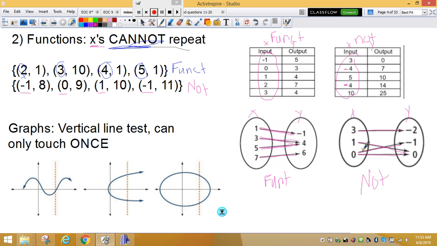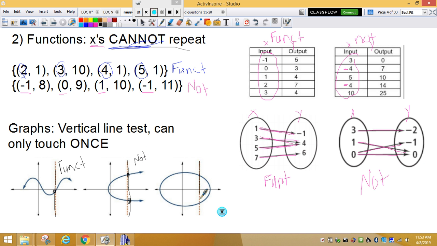For the graphs, you should do something called a vertical line test. And what that means is when you draw a straight line up and down, it can only touch once. It can only go through the graph once. So right here, this vertical line that they drew, it only touches the graph once right here. So this one is a function. This one, when they drew their vertical line, it touched once here, and it touched once here. So this one is not a function.